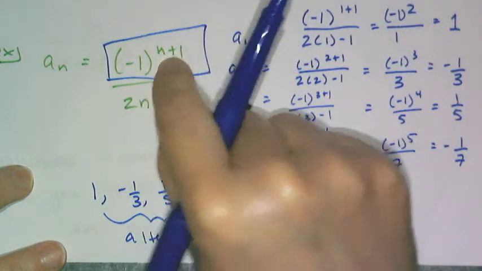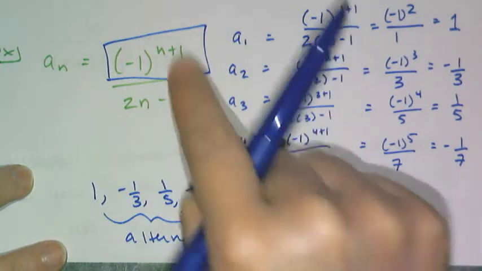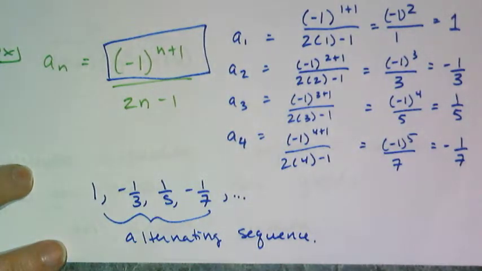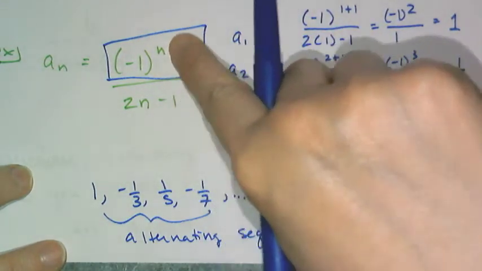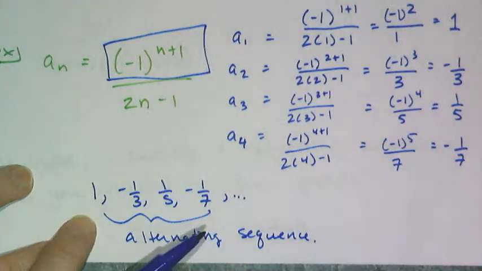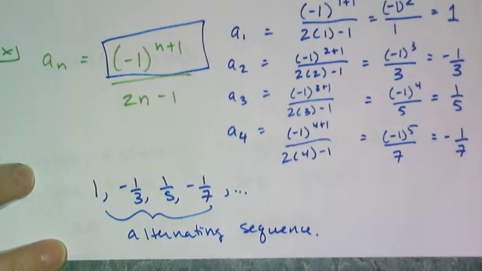And of course, you can change this index so that it starts with either a positive or negative. If you start it with an n plus 1, in this case, it started off with a positive. And if I just made it n, I'd have it start with a negative. And this is going to be important for when you are asked to write these types of formulas for the terms of a sequence.